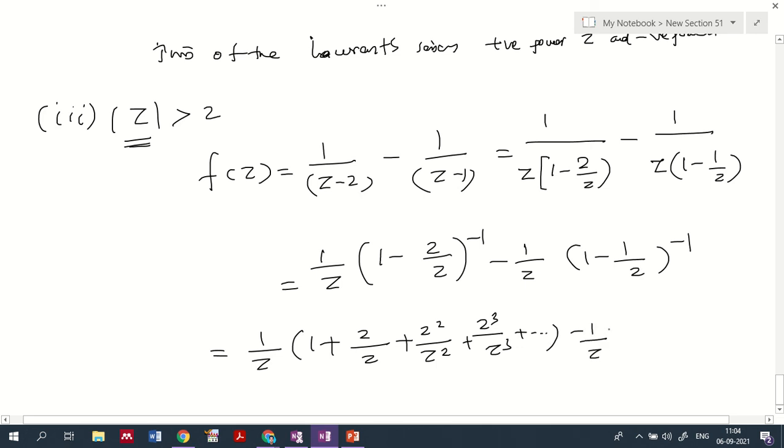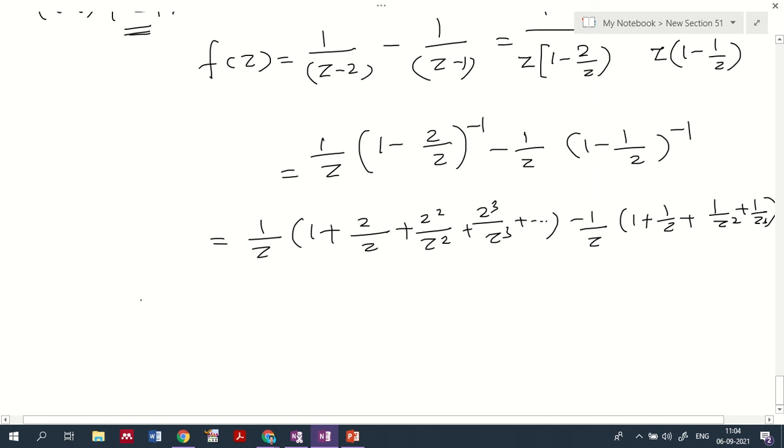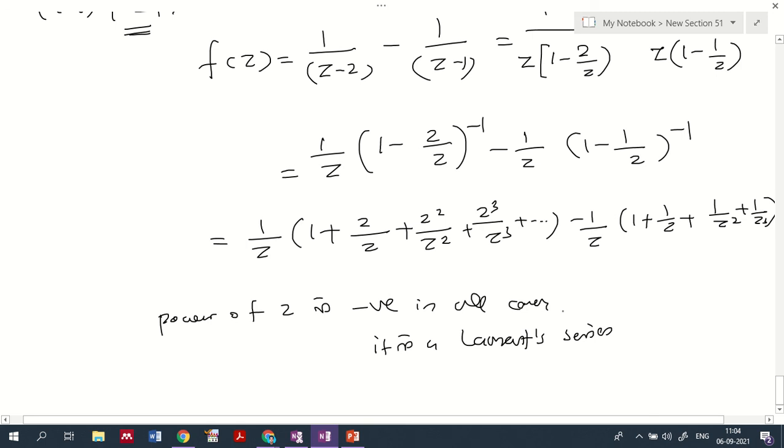Minus 1 by z into 1 plus 1 by z plus 1 by z square plus 1 by z cube. So in these two cases, the two series will be having what? The powers of z are negative in all cases. So it is a Laurent series. This is how you identify a Laurent series and a Taylor series.